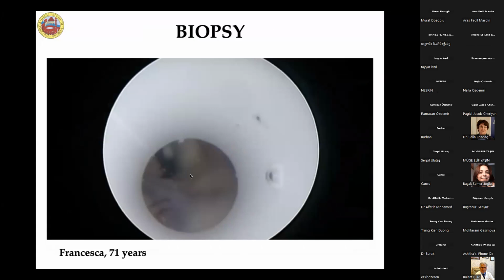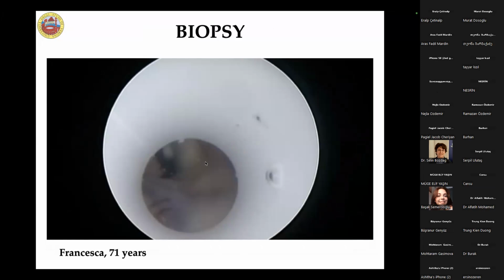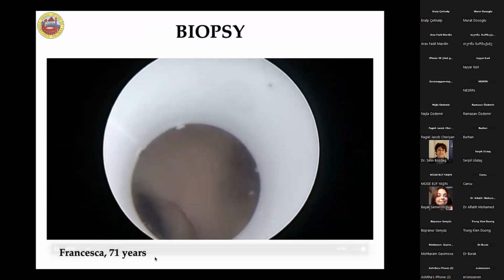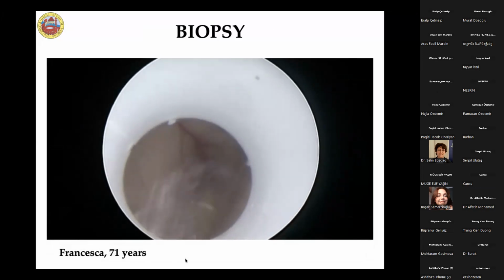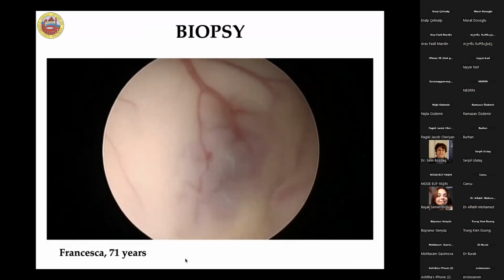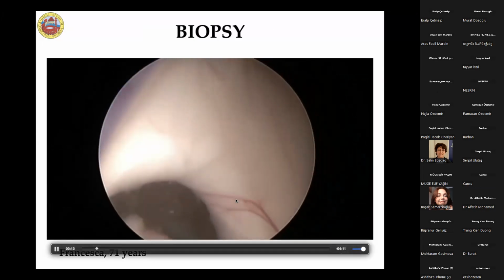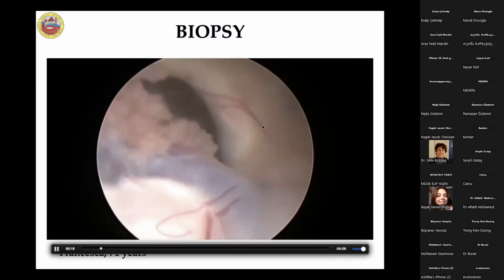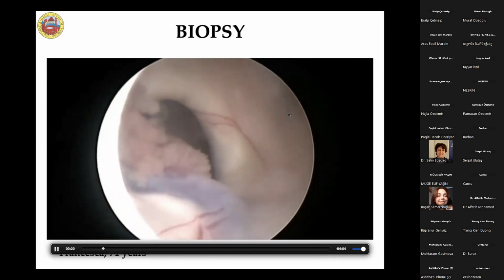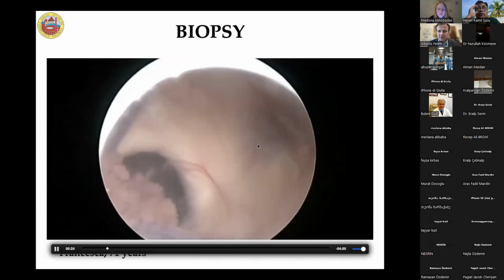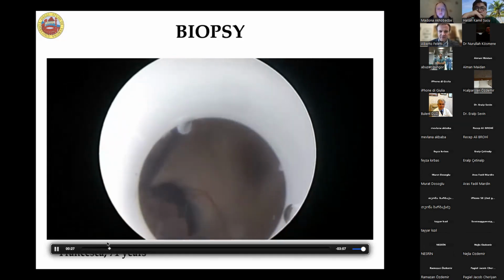Sometimes we can also perform some biopsies of tumors in the lateral ventricles, like I did in this case of a 71-year-old woman who presented with a 1.5 centimeter enhancing lesion very close to the Monroe foramen, the right Monroe foramen, which is here, as you can see. And after entering the lateral ventricle, we could actually see this brownish area on the floor of the lateral ventricle.